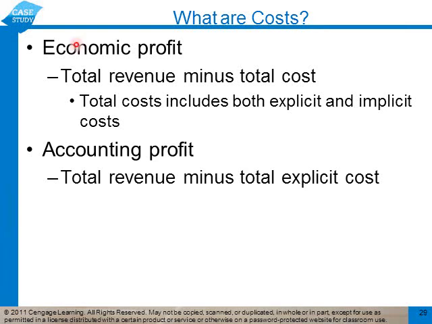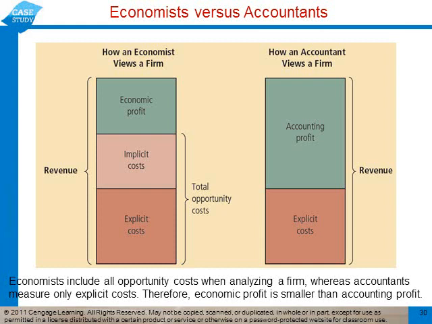Okay, economic profit is completely different from accounting profit. Economic profit is more conceptual, more strategic. Accounting profit is more practical, more concrete, money that you practically spent. Based on this, you have two different views. The economist considers economic profit as revenue minus explicit costs and implicit costs.